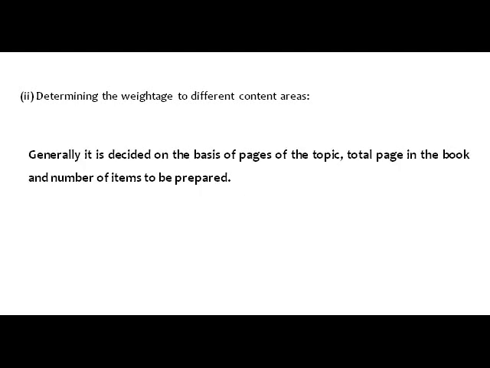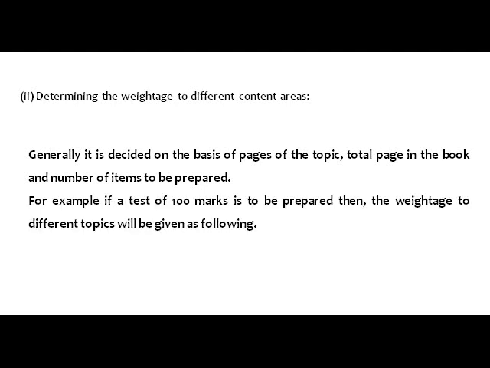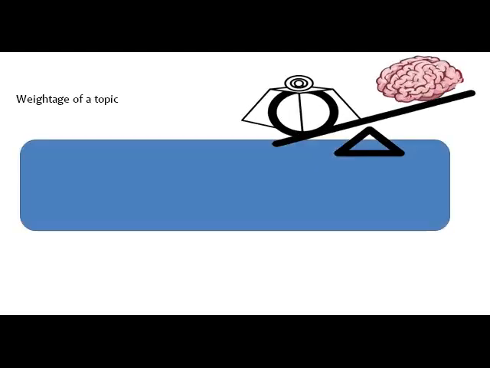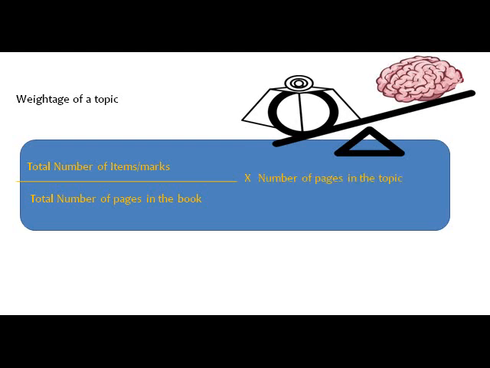Generally it is decided on the basis of pages of the topic, total pages in the book, and number of items to be prepared. For example, if a test of 100 marks is to be prepared, then the weight to different topics will be given as follows. One way of determining the weightage of a topic: total number of items or marks divided by total number of pages in the book, multiplied by number of pages in the topic.